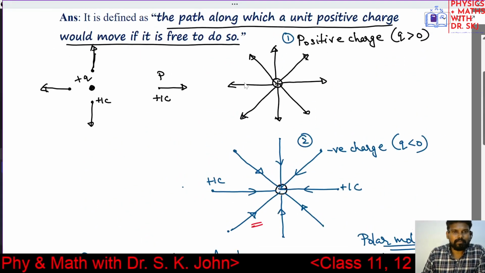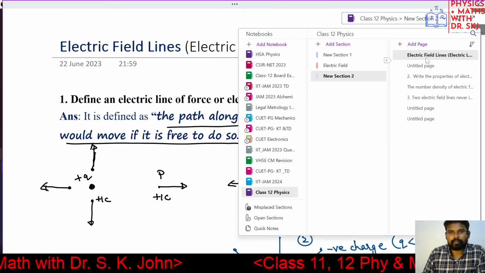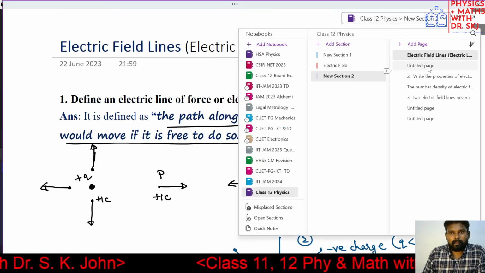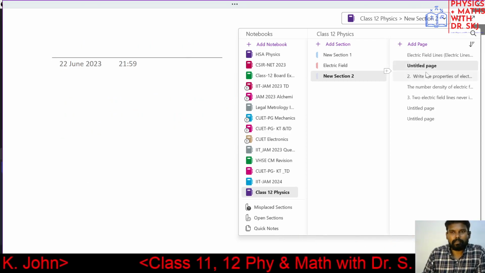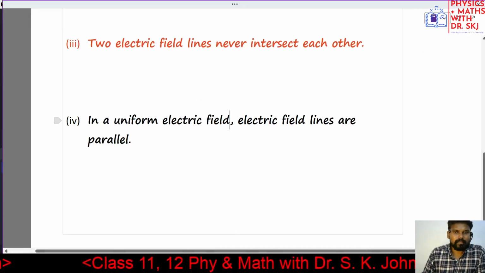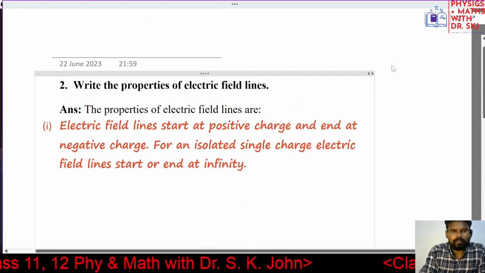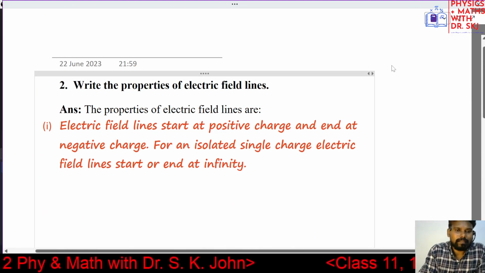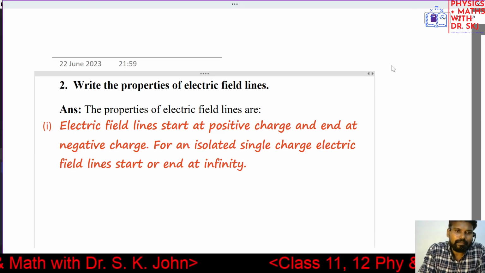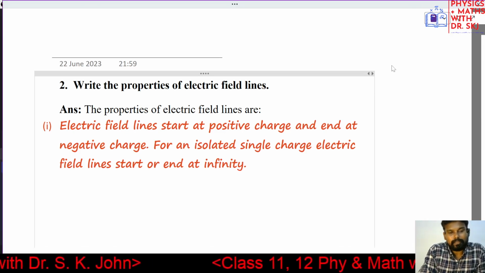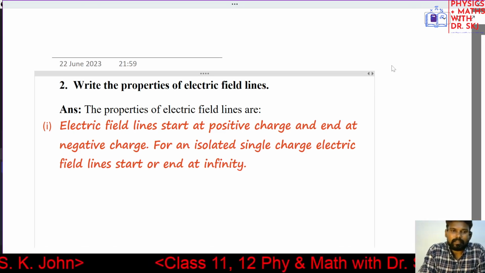Now we will discuss the properties of electric field lines. It's a very important question. You will be asked to write two, three, four properties of electric field lines. Okay, here I have written 8 properties of electric field lines.